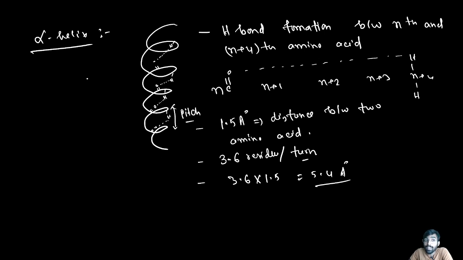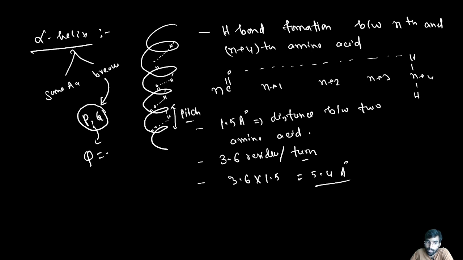There are some amino acids that prefer helix and some amino acid helix breakers. Among breakers you can say proline and glycine. Proline, due to its rigid structure and the amine group, can break the helix. Also the phi value of proline is constant, it's minus 60 degrees. That is enough to break the helix. And also multiple amino acids are there.